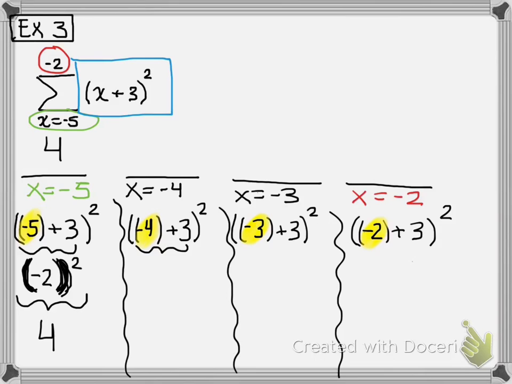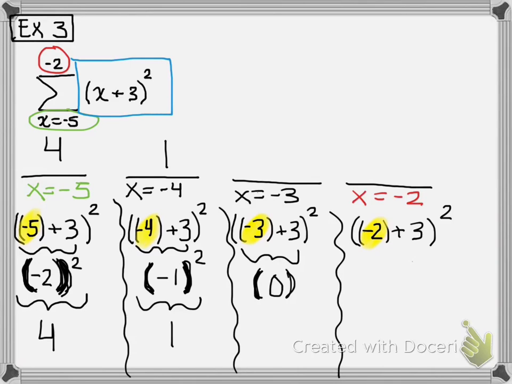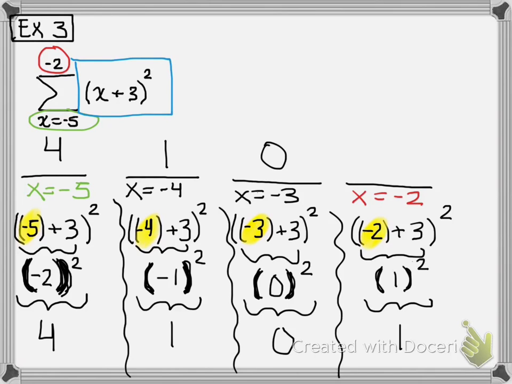So negative 4 plus 3, that's the number negative 1. And again, those should stay inside of parentheses. Negative 1 squared, negative 1 times negative 1 is a positive 1. Next one, we have negative 3 plus 3 is just 0. And when I square the number 0, I just get 0. And finally, our last one, negative 2 plus 3 is a positive 1 squared. And 1 squared, 1 times 1, is just 1.